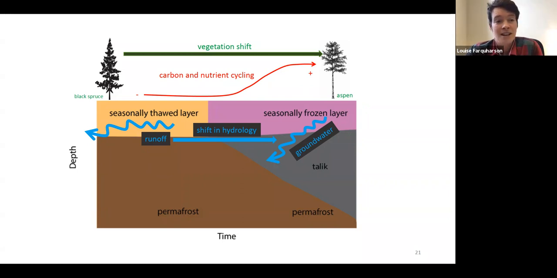Yeah. And once that occurs and you have subsurface water movement, I would expect that would also exacerbate or increase the rate of talik formation too, due to the transfer of heat through water movement.